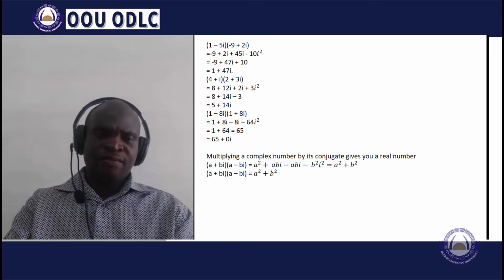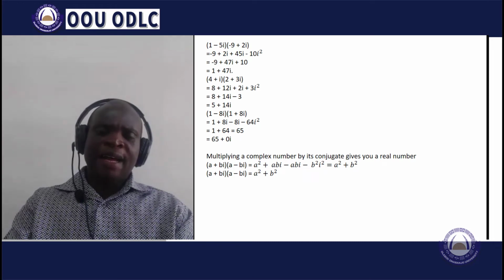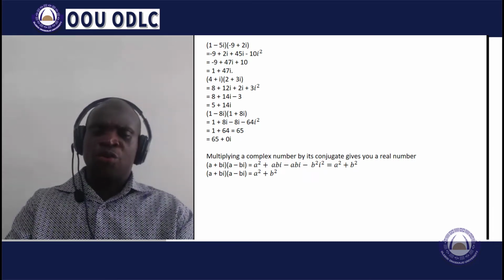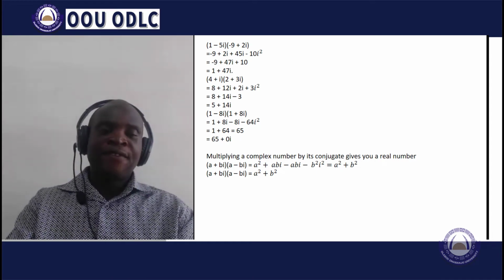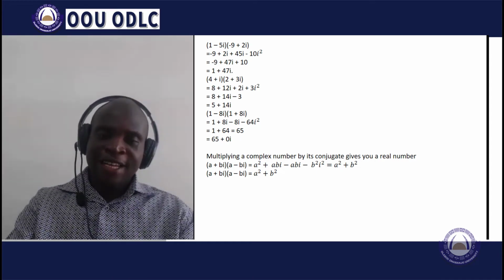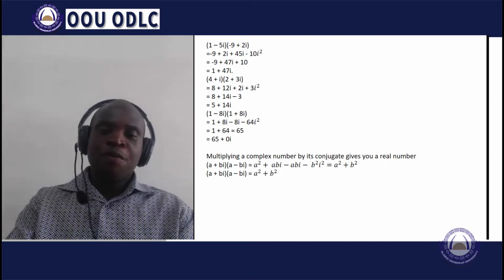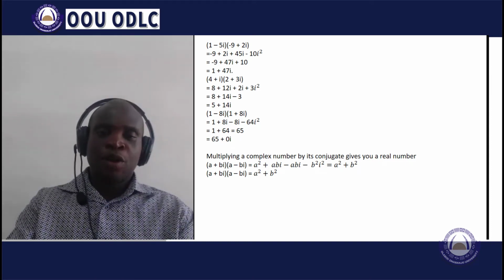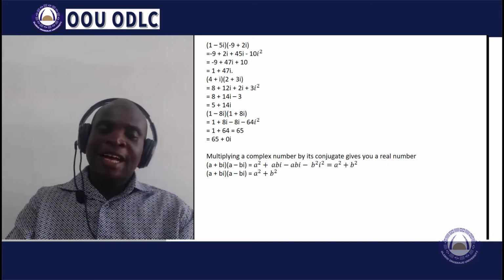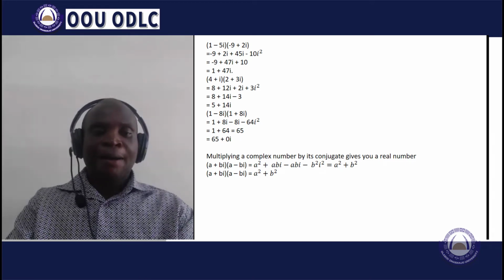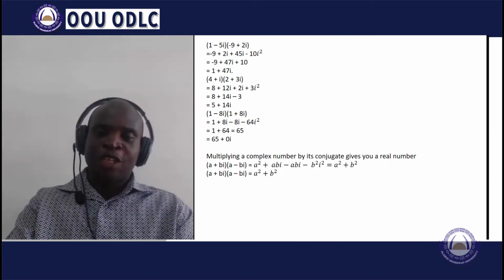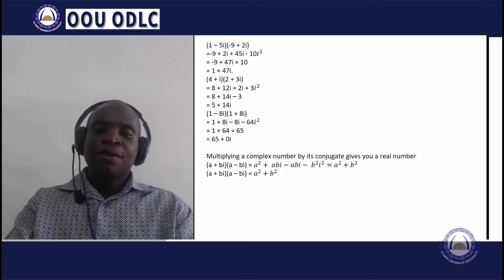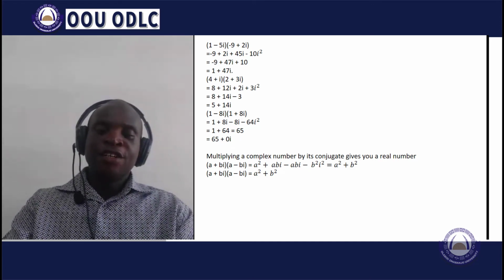Looking at this, plus abi minus abi is 0. And recall that i squared is minus 1. So we have a squared minus b squared into bracket minus 1, and that will be a squared plus b squared. Listeners, you can agree with me that when you are multiplying a complex number by its conjugate, we always get back a real number.